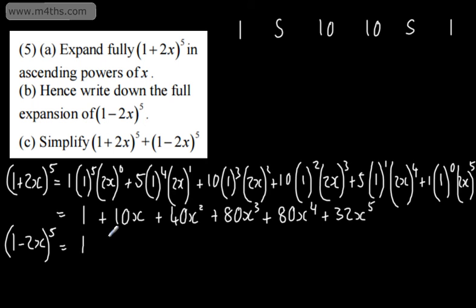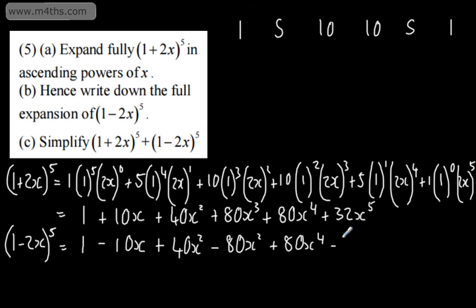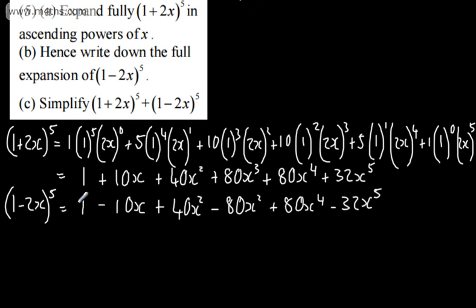Therefore, I can simply write that this will be 1 minus 10x, as this is the first power. That will be a positive, as it's the second power. This is going to be negative, as it's the third power. This is going to be positive as it's the fourth power, and this is going to be negative as it's the fifth power. So all we've done is simply written it out, considering what happens when we have a negative and an odd power, as we saw in the last video.